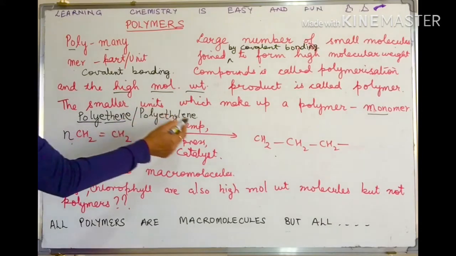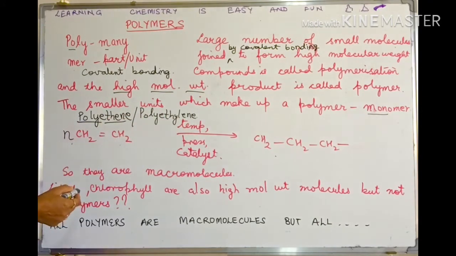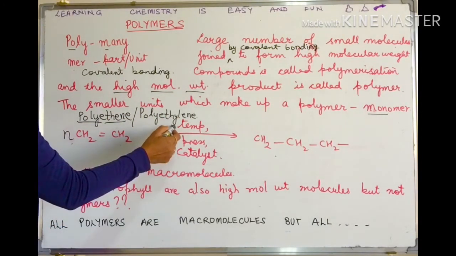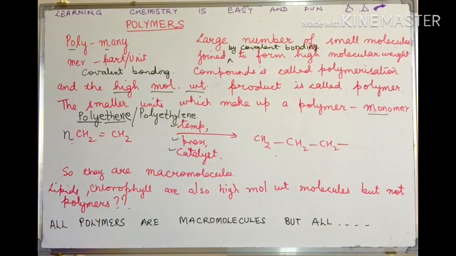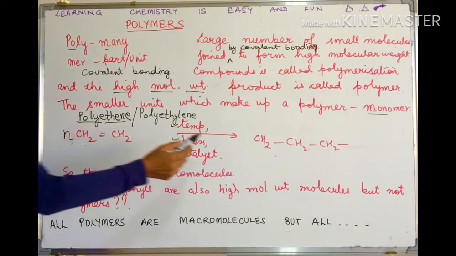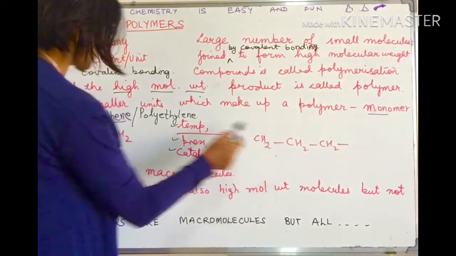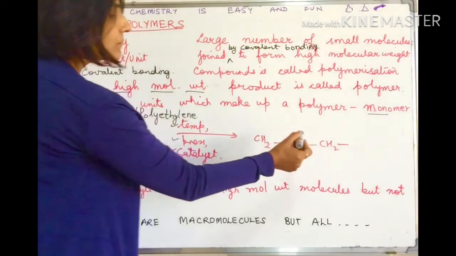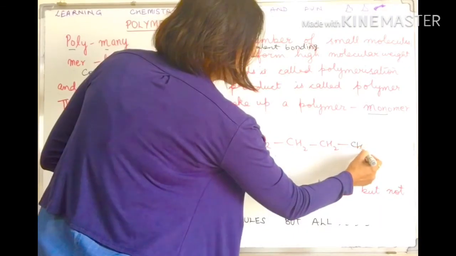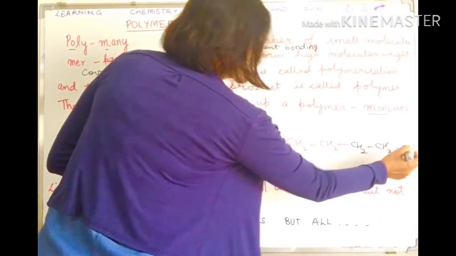How does this process of polymerization take place? It takes place under specific conditions of temperature, pressure and the presence of a catalyst, which we are not detailing right now. We will talk about it as we advance in the topic. So what happens is there's a double bond over here. Ethene molecules join together. The double bond breaks and another ethene molecule joins over here. So I'll have CH2, CH2, CH2 and so on.